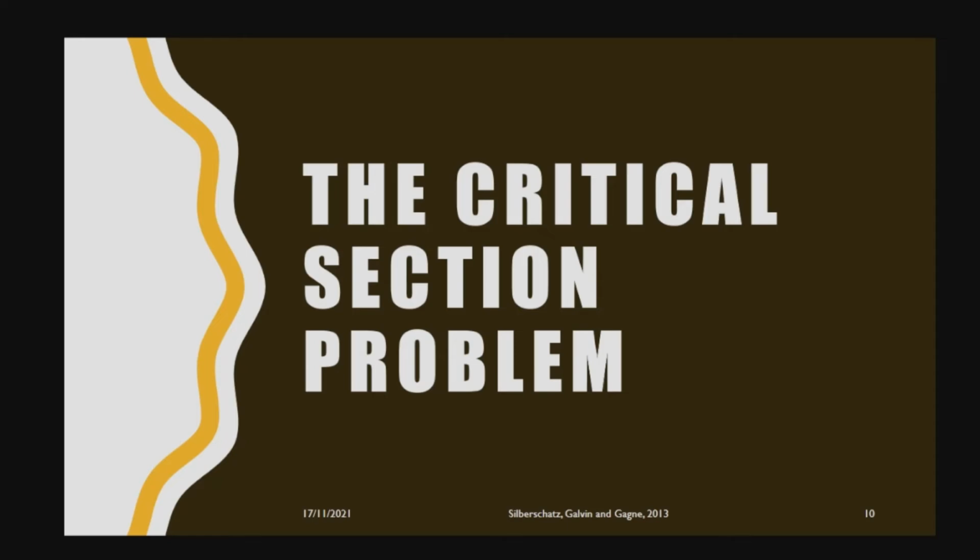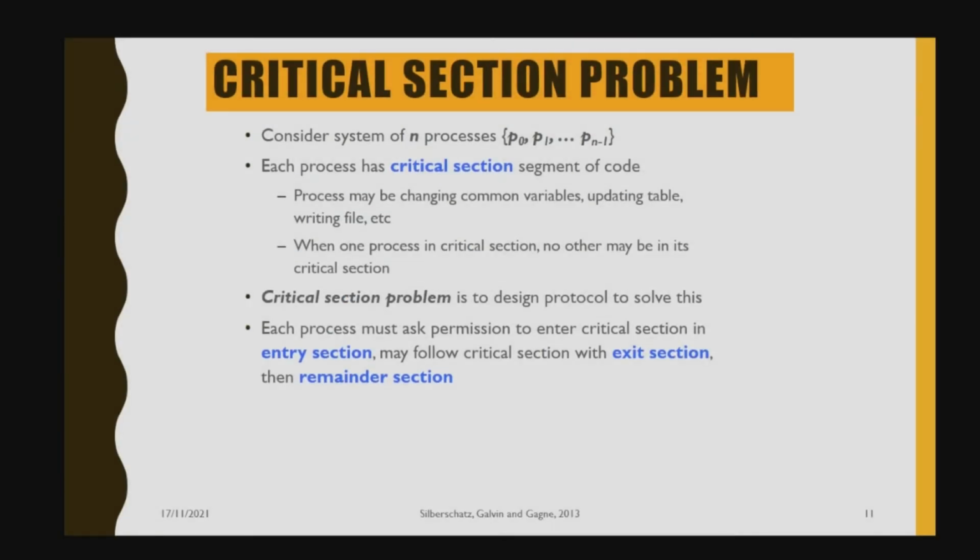So the next section is about the critical section problem. Okay, so we consider a system of n processes. Let's say we have process 0, process 1, process 2, process 3, and process n minus 1. N processes means the number of processes. So each process has a critical section segment of code. And a process may be changing a common variable, updating a table, writing a file, and so on. So when one process is in its critical section, no other may be in its critical section. So the critical section problem is to design a protocol to solve it.